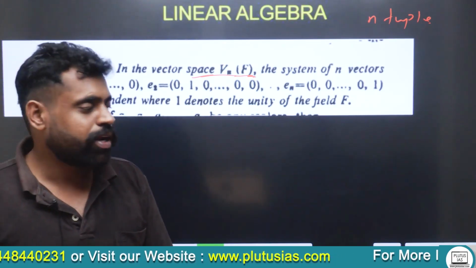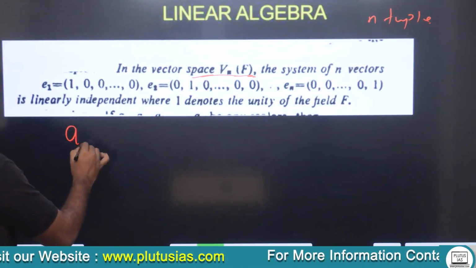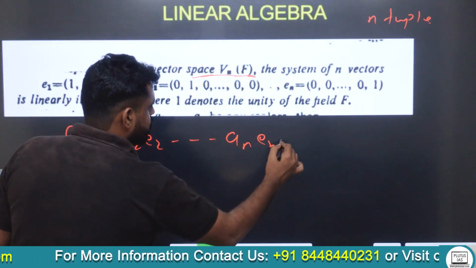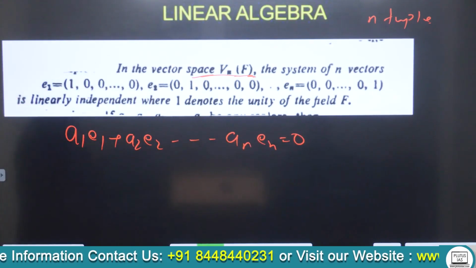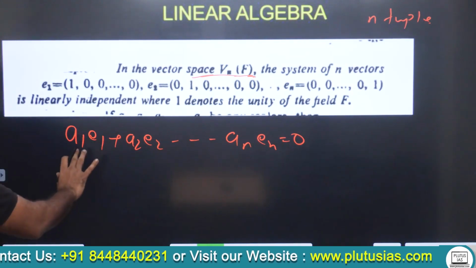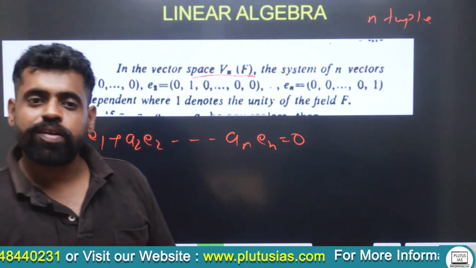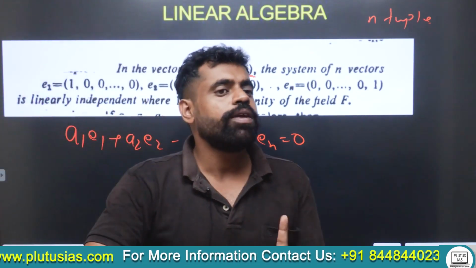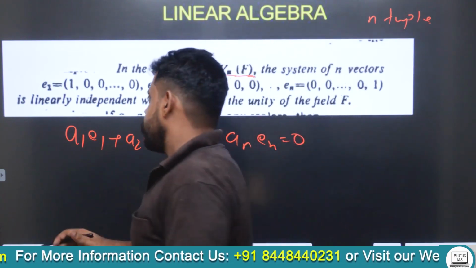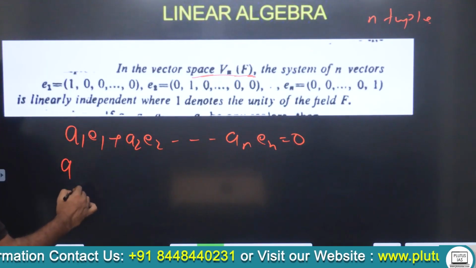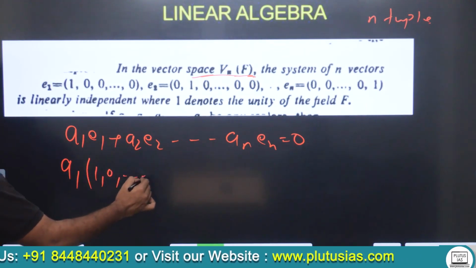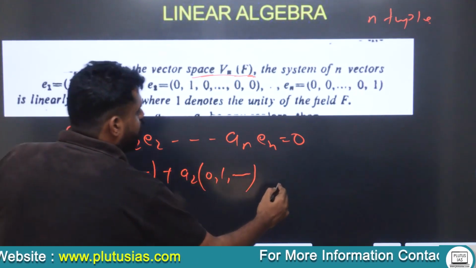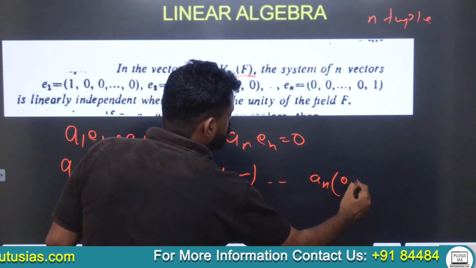For every question it will work. What you have to do? You have to write A1 E1 plus A2 E2 dot dot dot AN EN, and please equate this to 0. If you get all the A1, A2, AN equal to 0, then it is linearly independent. If you get even one not equal to 0, then it is linearly dependent. So in this case, what do we do? A1 times (1, 0, 0) plus A2 times (0, 1, ...) dot dot dot AN times (0, 0, ...).